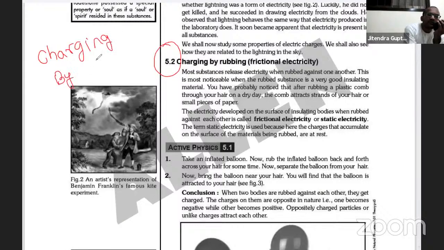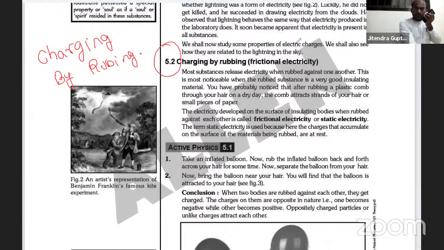Have you done this? Yes, sir. Static electricity. If you rub a scale or a pen on your head and then take a piece of paper near it, it will get attracted, right? Right, everyone? Yes. So my question is, why is this happening?